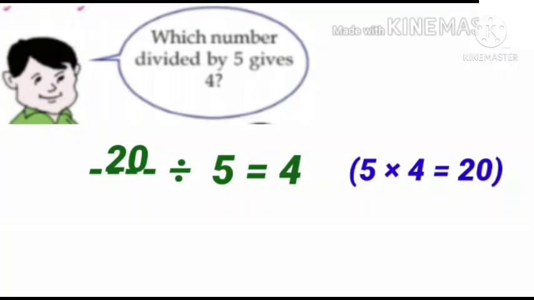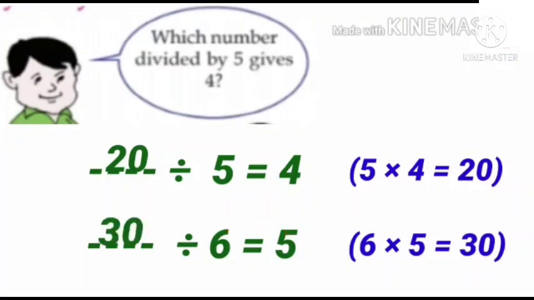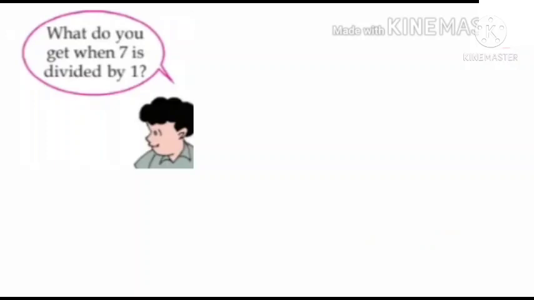Children, see another example. Which number divided by 6 gives 5? Here to find the missing number, multiply 6 by 5. That is 6 into 5 equals 30. So children, 30 divided by 6 equals 5. Children, listen to the next question.